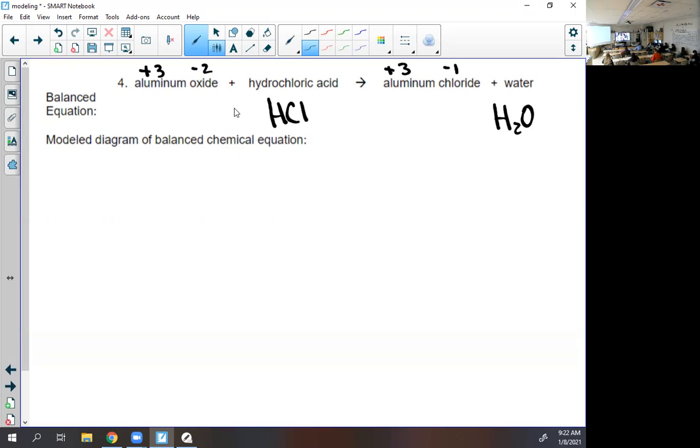Now, the reason we put those charges up top in the first place is to save us time. So we already know how to drop and swap. Aluminum is Al. Oxide is just oxygen. So the 2 goes with the Al. The 3 goes with the O. We've done that a few times. It's the third time we've done Al2O3. So hopefully you are okay with that. Aluminum chloride, aluminum +3, chlorine -1. Drop these numbers. So it's AlCl3 plus H2O.